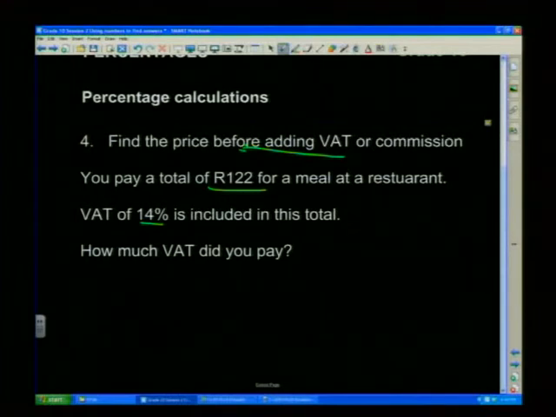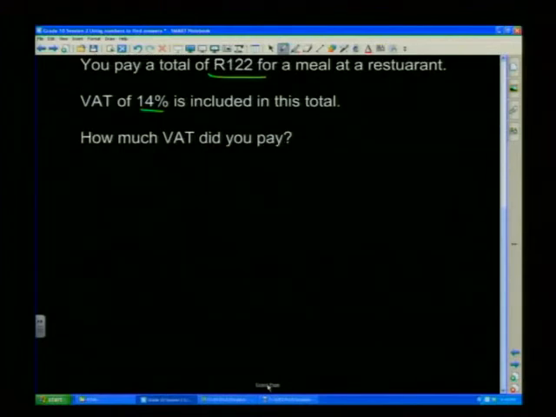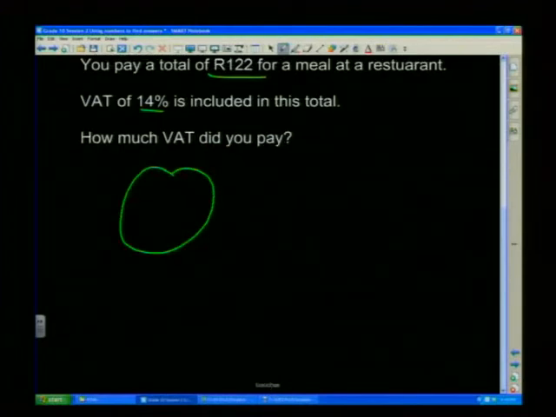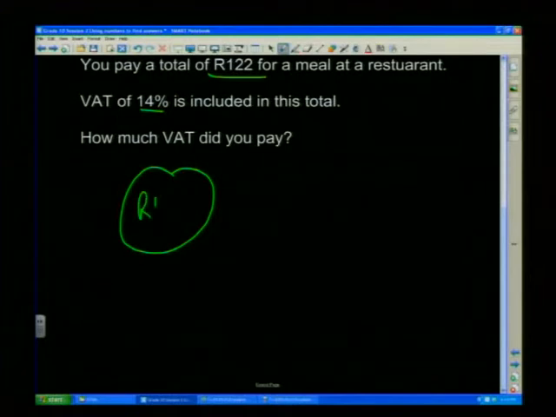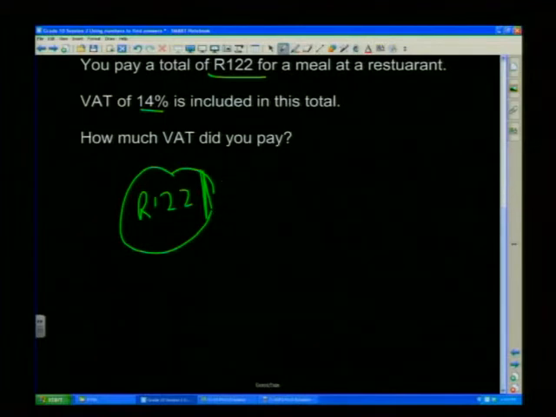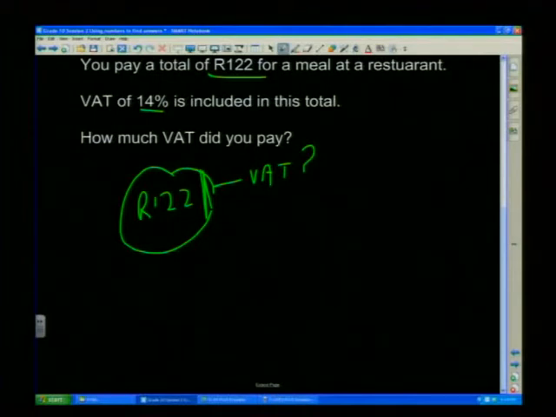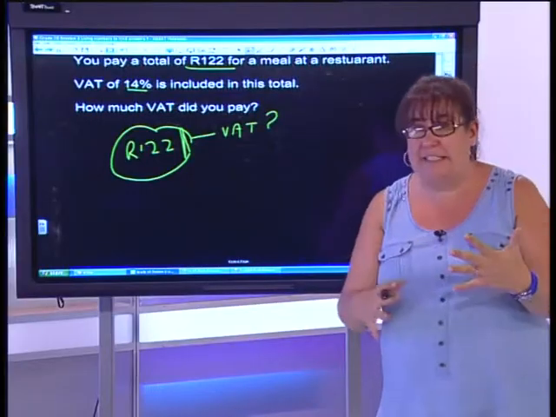So what we have here is a little bit more challenging, because we have our meal, which was 122 Rand. Let's put in the center, 122 Rand. And only a portion of this was actually the VAT. The question is, how much is that VAT? So it's a little bit more challenging, because now we've got to take what we've learned and minus the VAT.